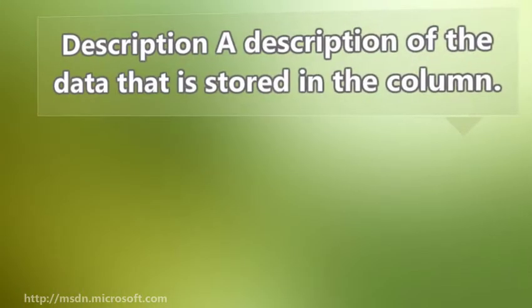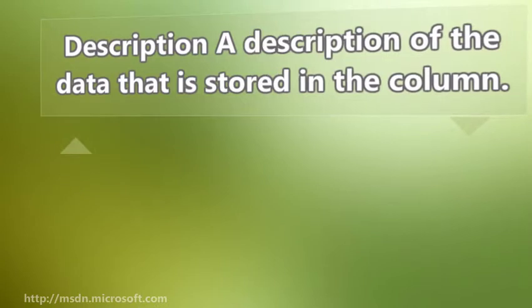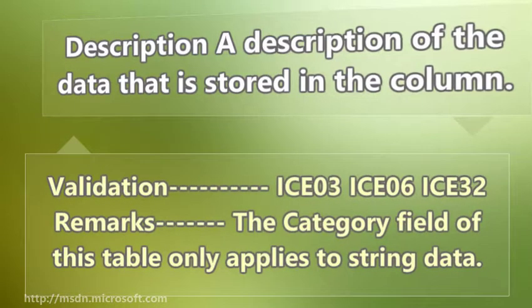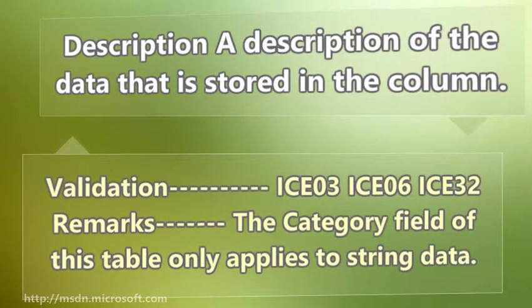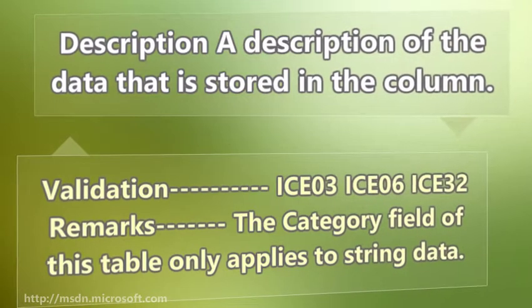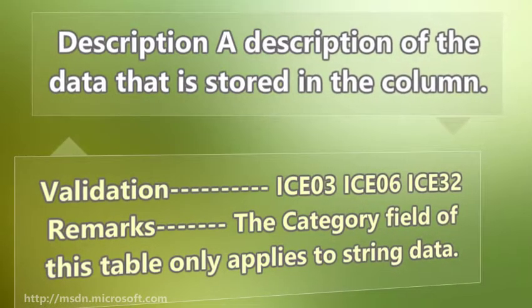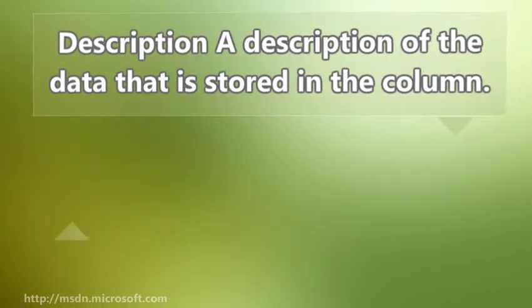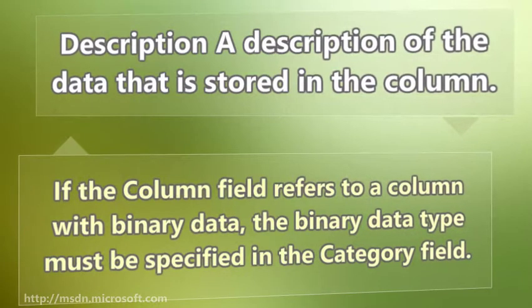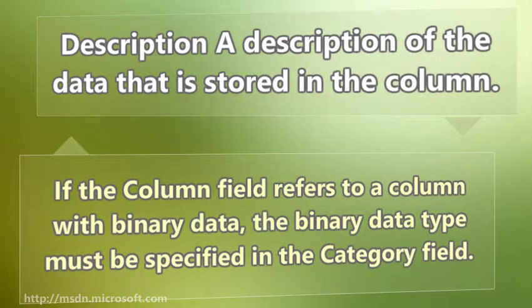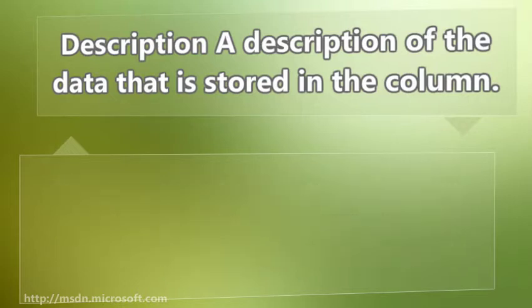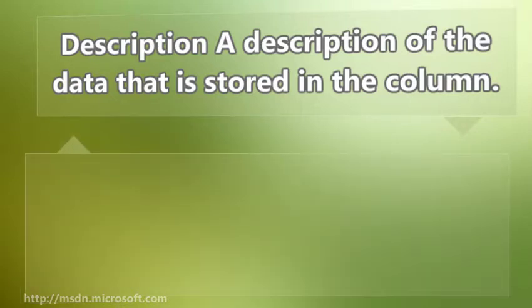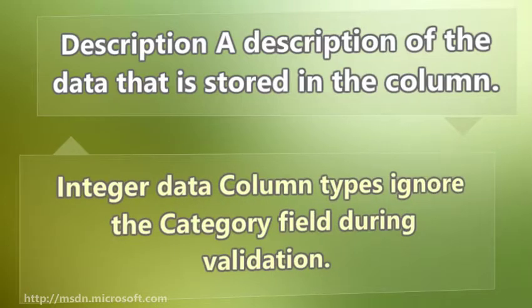Description: a description of the data that is stored in the column. Validation: ICE03, ICE06, ICE32. Remarks: the Category field of this table only applies to string data. If the Column field refers to a column with binary data, the binary data type must be specified in the Category field. Integer data column types: ignore the Category field during validation.